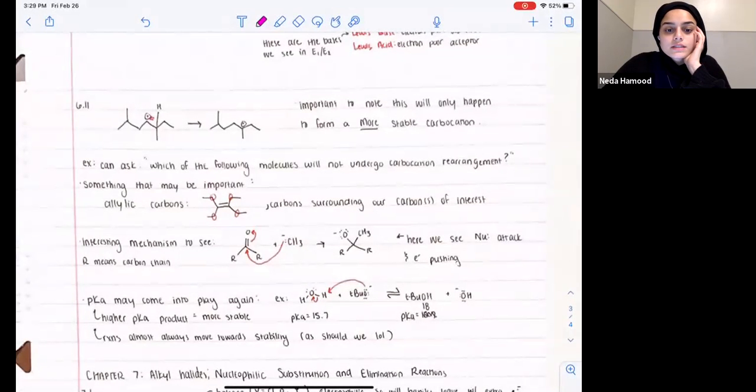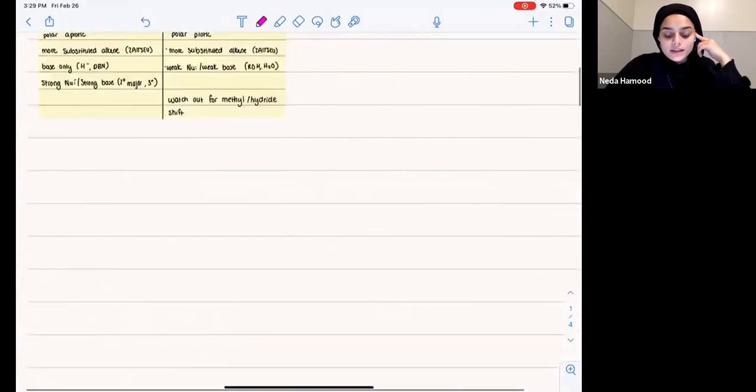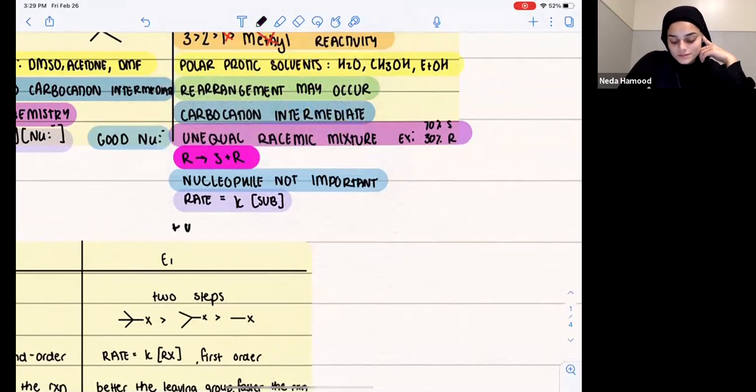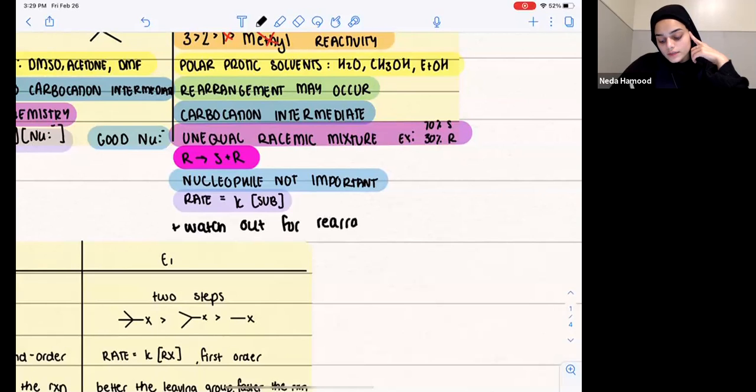Okay, so it says in the book there are rearrangements for Sn1 reactions. Okay, cool. If it says that there are rearrangements for Sn1, let's go up here and say, also watch out for rearrangements.